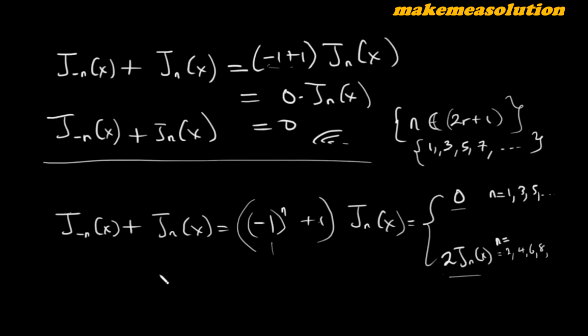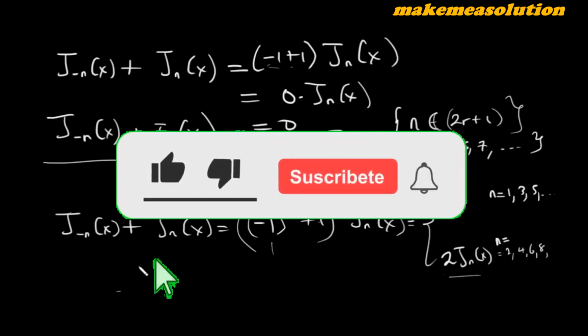So this is the end of this particular video. In the next video, I'm going to show us why J_{-n}(x) is equal to (-1)^n J_n(x).